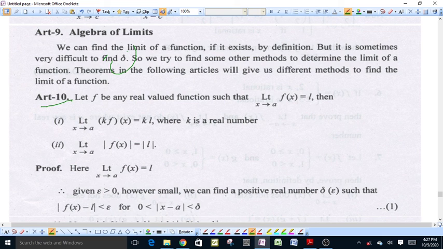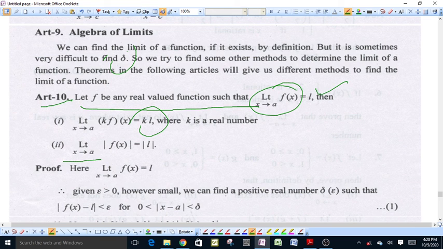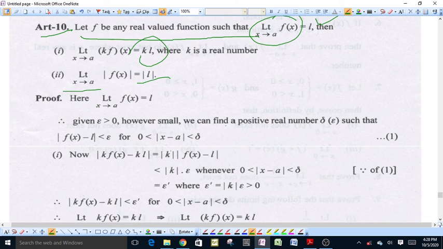The first one is: if f is any real valued function such that the limit of f(x) as x equals a is equal to L, then the limit of k times f(x) as x equals a will be equal to kL. That is, the limit becomes k times. And if we take the limit of modulus of f(x) as x equals a, this comes out to be modulus of L.